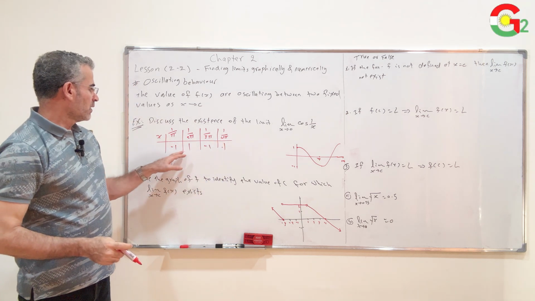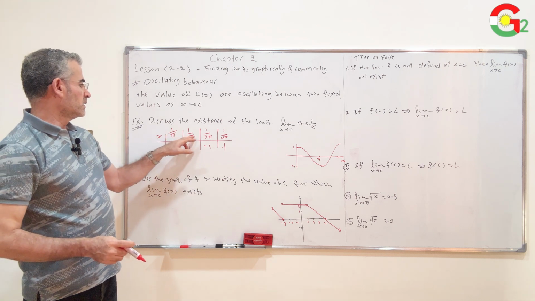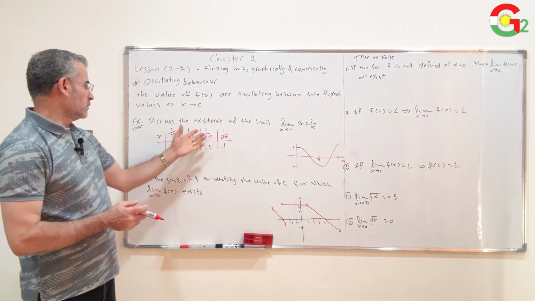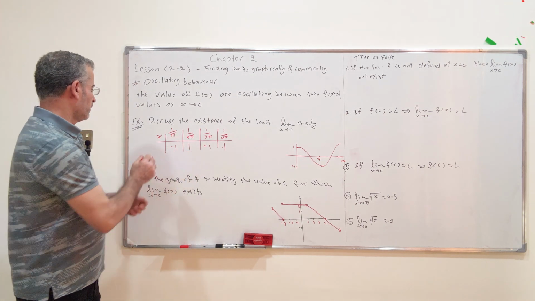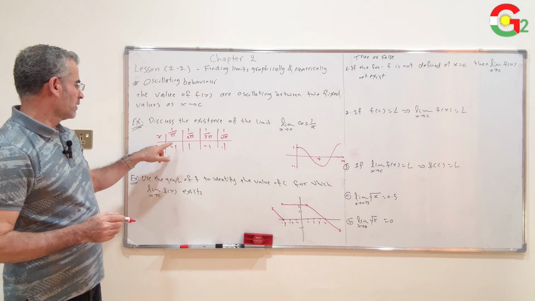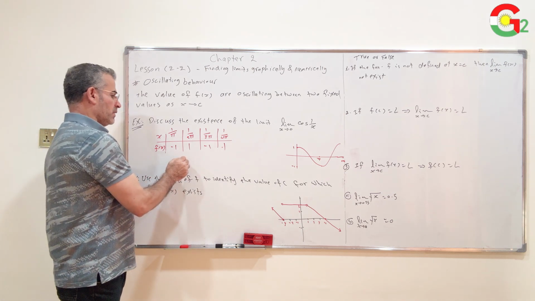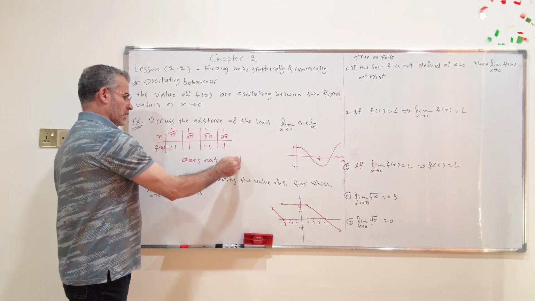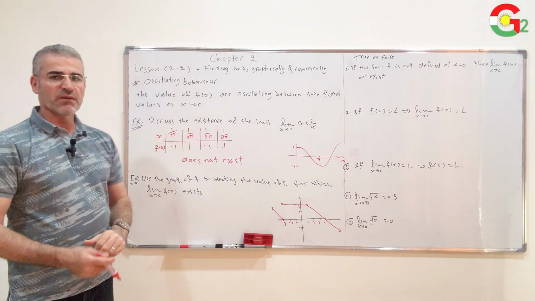As you see, if we take equal step size values for x, I'll get the values of f of x oscillating between two fixed numbers, negative 1 and 1. Then the limit does not exist. This is what we mean by oscillating behavior.